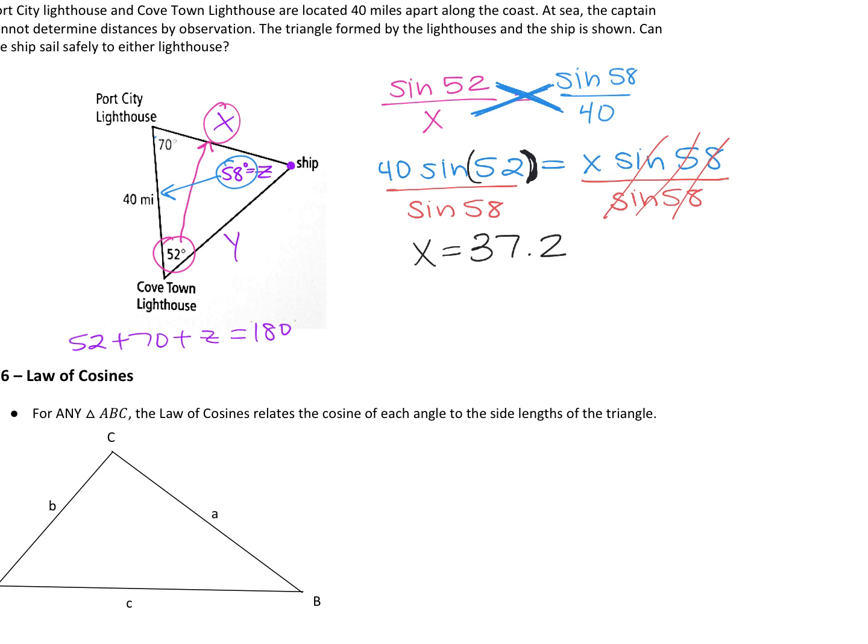So 37.2, we're talking miles. Okay, so that's this length, 37.2 miles. So can the ship make it to Port City Lighthouse? Yeah. They can. Yep, so this is a yes. Okay, let's see if they can make it to Cove Town Lighthouse.